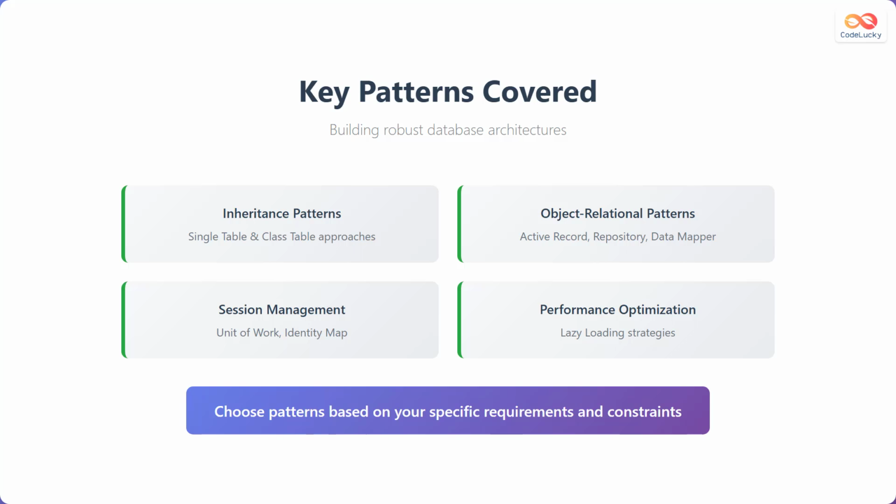So here's a recap of the key patterns we covered. We discussed inheritance patterns like single table and class table approaches. We looked at object relational patterns such as active record, repository, and data mapper. We also explored session management with the unit of work and identity map patterns, and performance optimization using lazy loading strategies. Choose patterns based on your specific requirements and constraints.